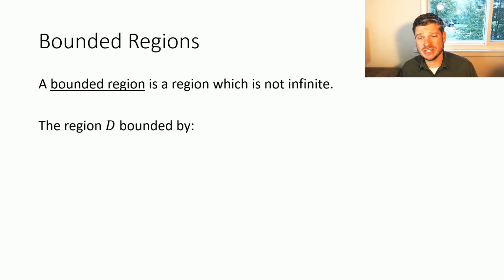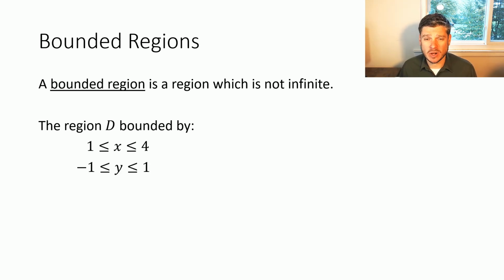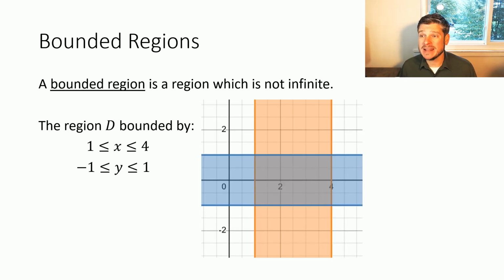Let's say we have the region D, and again, we typically use D to describe our general regions in our two-dimensional system. Let's say we're bounded by that same compound inequality, 1 less than or equal to x less than or equal to 4, but also bounded by the inequality negative 1 less than or equal to y less than or equal to 1. So now we're bounding the x and the y coordinates, and that's going to look like this.